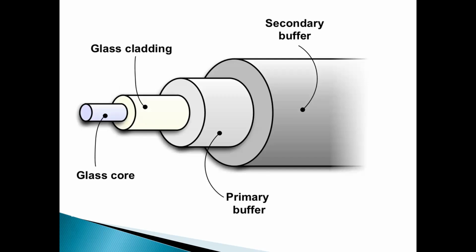Here you can see the structure of fiber optic. This is the glass core, which carries the current. Glass cladding, and then the primary buffer, which protects this one, and the secondary buffer. The fiber optic is much more secure than other cables, faster than other cables, and very expensive compared to other cables.